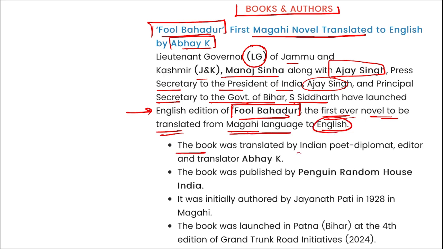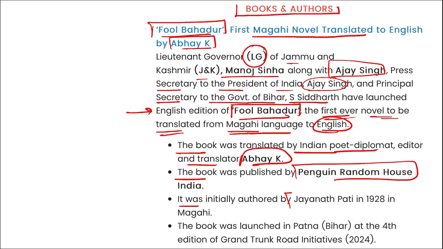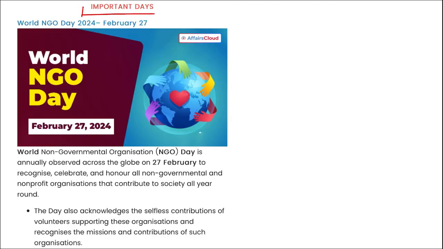This book was translated by Indian poet, diplomat, editor and translator Abhay K. The book will be published by Penguin Random House India and it was initially authored by Jayant Pati in 1928 in Magahi. Right? Next is important days.